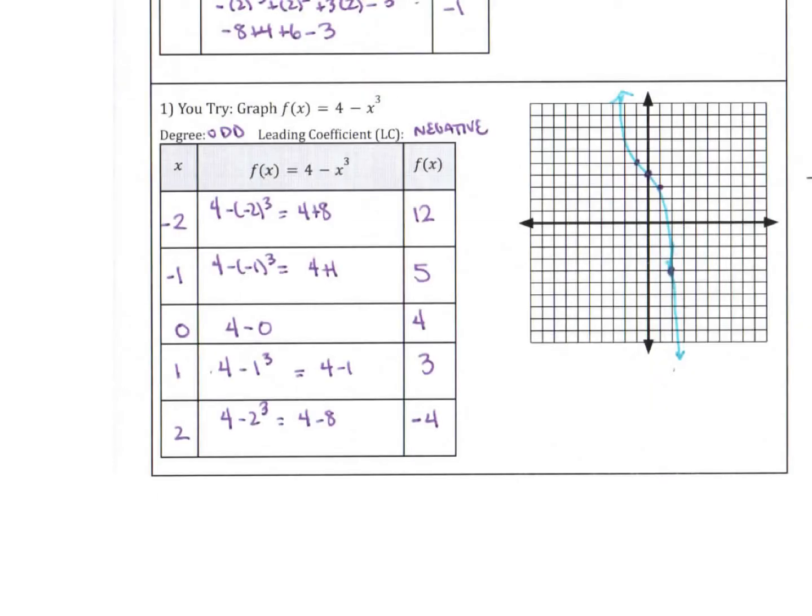So if you tried it out, when you plugged in 0, you get 4. Negative 1, you get positive 5. Negative 2, you get 12. At 1, you get 3, and at 2, you have negative 4. So our y-intercept is at 4, and then you have the points that you plugged in, so 1, 3, and negative 1, 5. The other point that we can graph that'll fit on this graph is 2, negative 4. And so here is the graph.